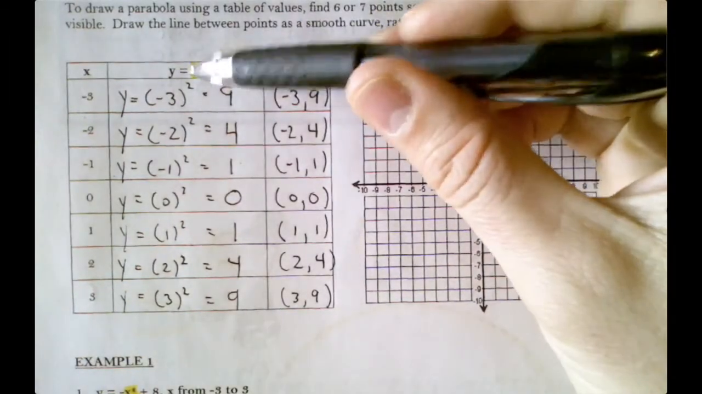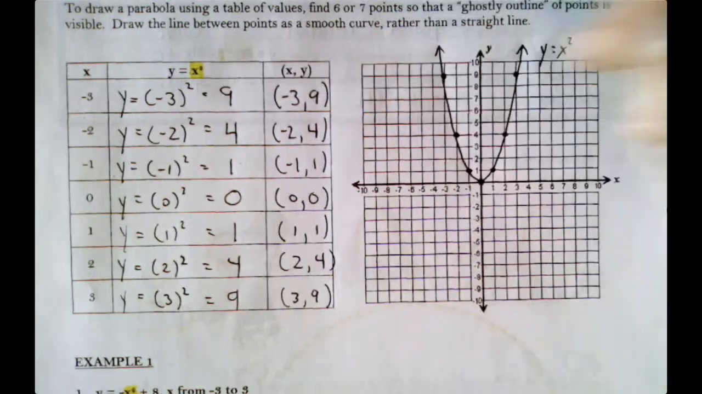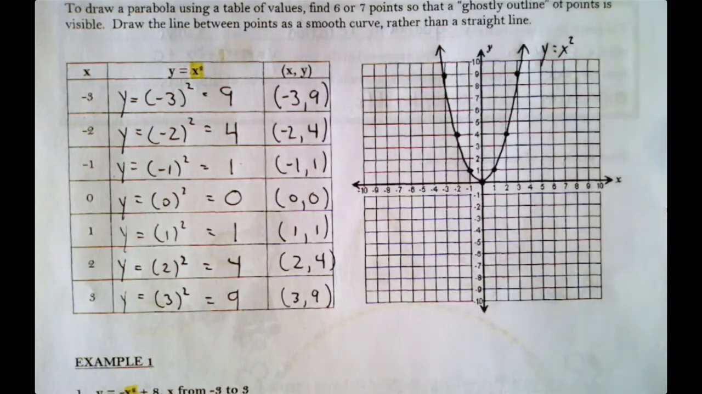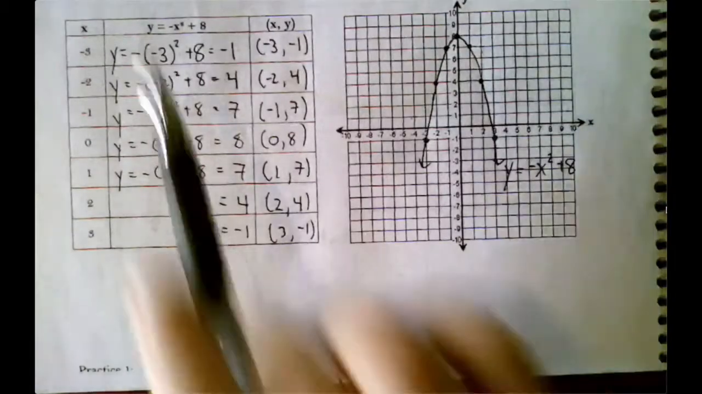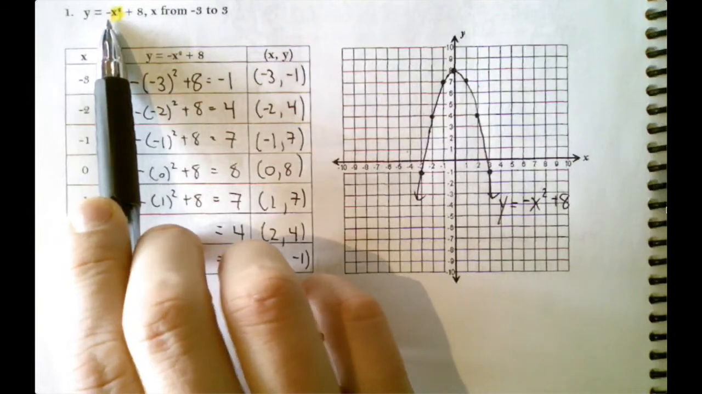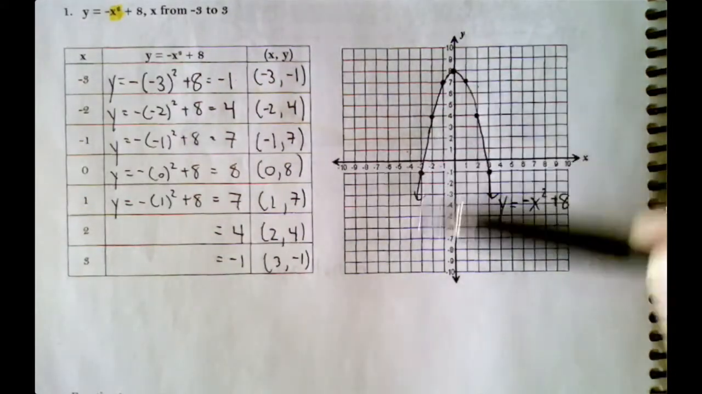The plus sign in front of the x squared is positive. Positive people smile. This looks like a smile. Negative sign in front of the x squared, negative people frown. When you frown, it opens upside down.